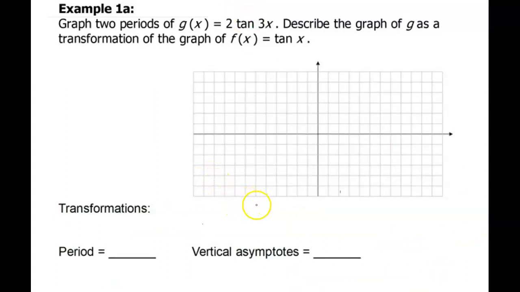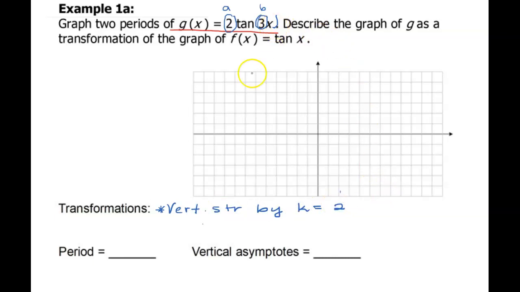All right, so now let's graph this equation right here. We're going to graph g of x equals 2 times tangent of 3x. Just like we did before, this is my a, and this is my b, and if we want to put this in parentheses, we can. Let's first write the transformations. This is something we should be very comfortable with. This 2 tells me that I have a vertical stretch by a scale factor of 2.